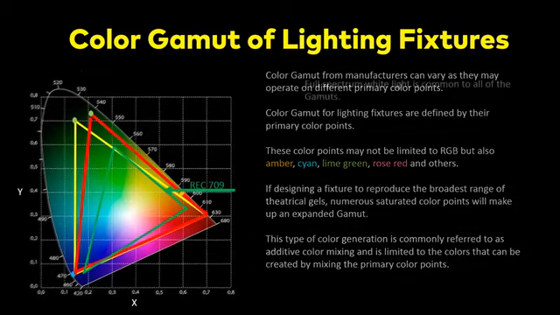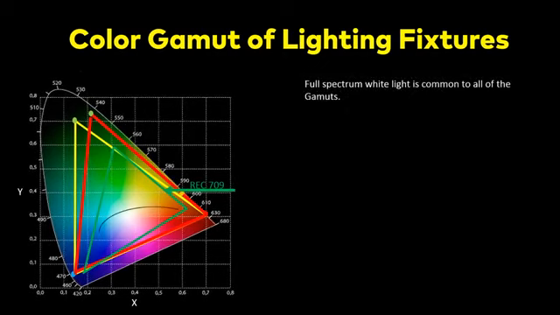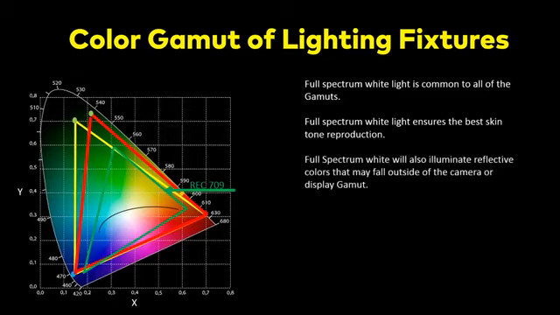Now, what's common to everything here is the white. The white falls in the middle. It's full spectrum, which assures your best skin tones and tonal reproductions. It'll also illuminate colors that may fall outside of the camera or the display gamut. So there are reflected values on your subject matter. That white, if it's a full spectrum, will illuminate that, and it'll reflect back to the camera.